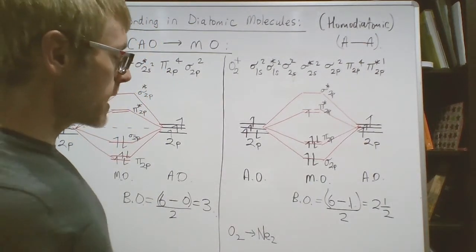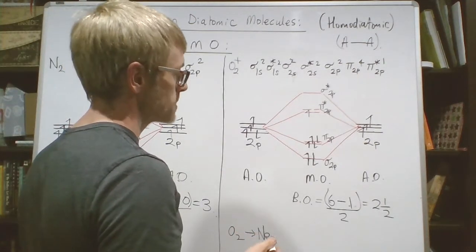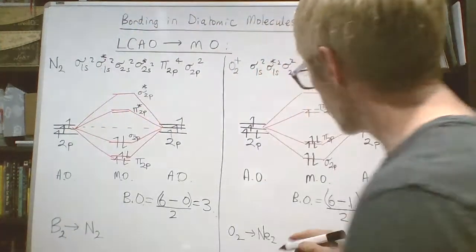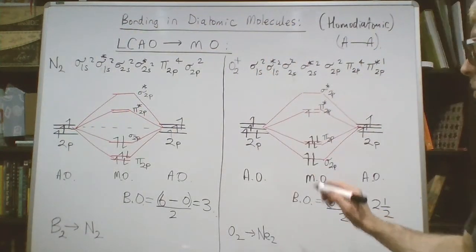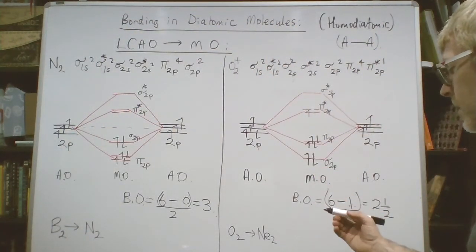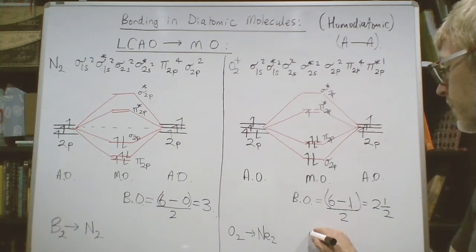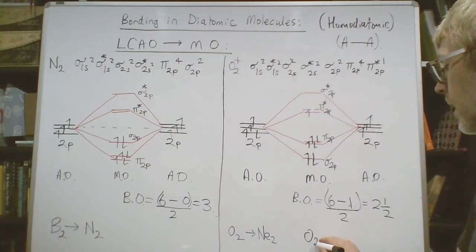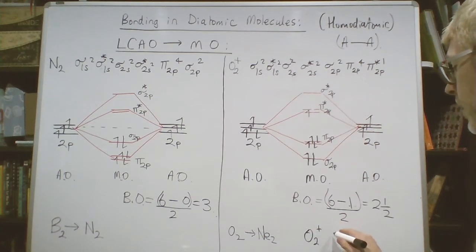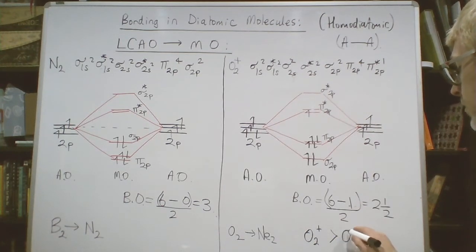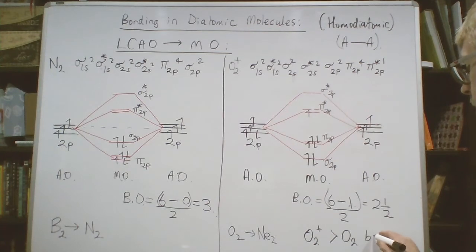So you could be asked, for example, in an assessment, which is more stable, O2 or O2 minus? Well, you would calculate the bond order. So I know that O2 plus compared to O2 has a greater bond order than O2.